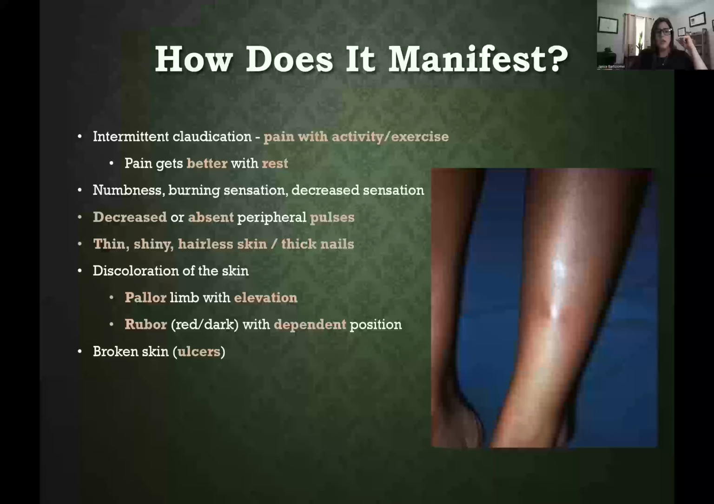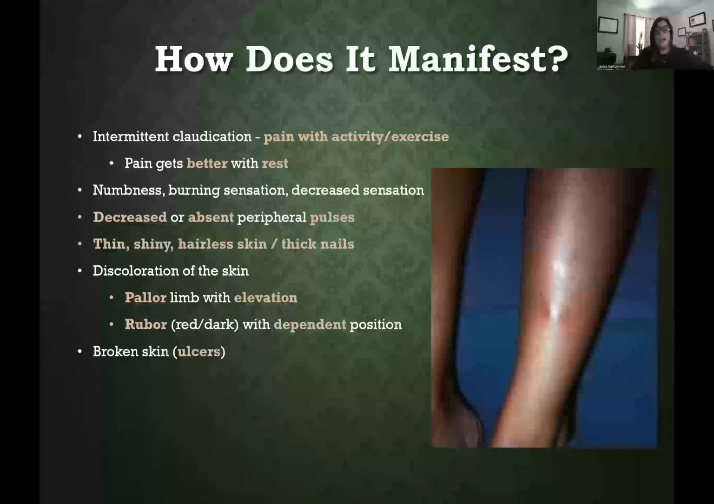They can suffer from numbness, burning, and decreased sensation. Usually their pulses are absent or very decreased. They're not going to be your beautiful +2 bounding. They have skin that is thin, shiny, and hairless, and their nails become thick.